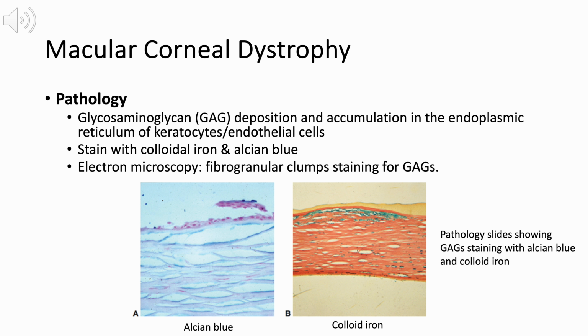The images shown here illustrate this. On the left, you see the blue staining pattern with Alcian blue, and on the right, the greenish deposits are highlighted with colloidal iron. Together, these findings confirm the biochemical nature of the deposits and explain the structural and visual changes seen clinically.